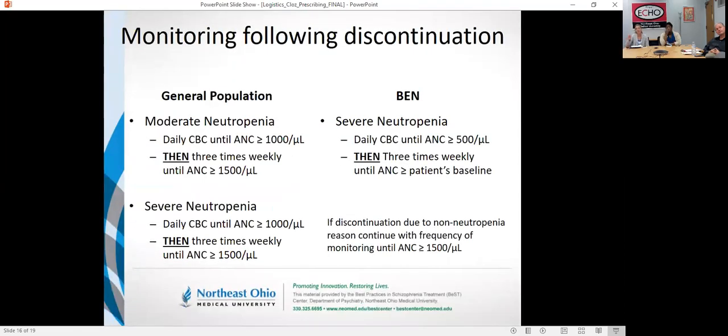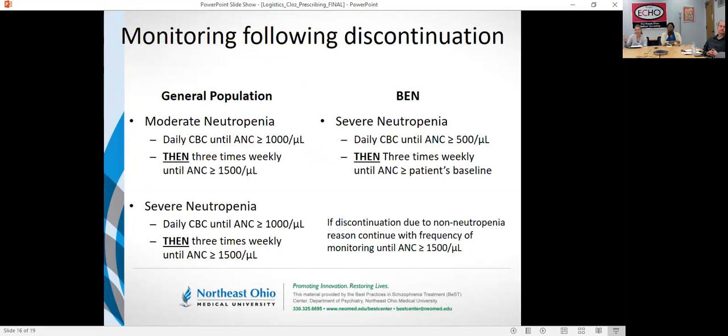In those cases where patients did need some type of interruption in their therapy, or if we need to discontinue therapy, we will change the monitoring just a little bit. So for patients in the general population who stopped therapy because they had moderate neutropenia, we're going to do daily checks until it's over the 1,000, then 3 times a week till it's over the 1,500. If they have severe neutropenia, again, daily until it's over 1,000, 3 times weekly till it's over 1,500. So they essentially want them to continue to monitor until they get back to the 1,500 mark of their ANC.